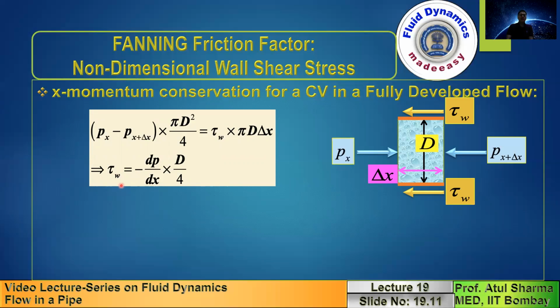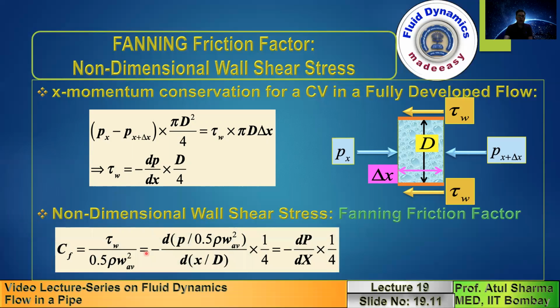Wall shear stress is non-dimensionalized with the same quantity which is used for pressure. Note that pressure is also a stress, force per unit area. So the unit of pressure and wall shear stress is the same. So it is non-dimensionalized by 0.5 rho U average square. Note that this should be U average square, not W average. There's a mistake here.